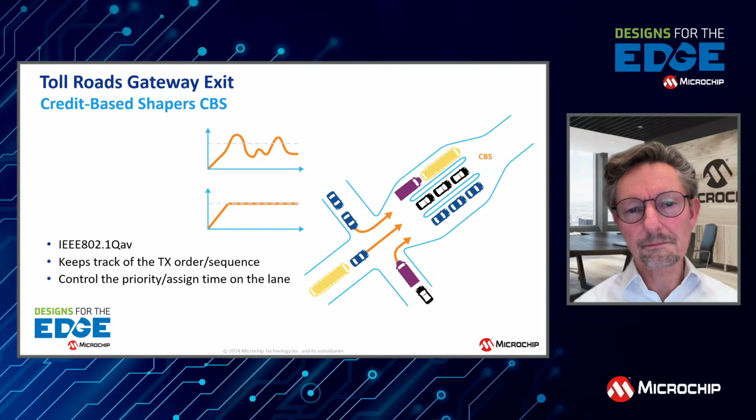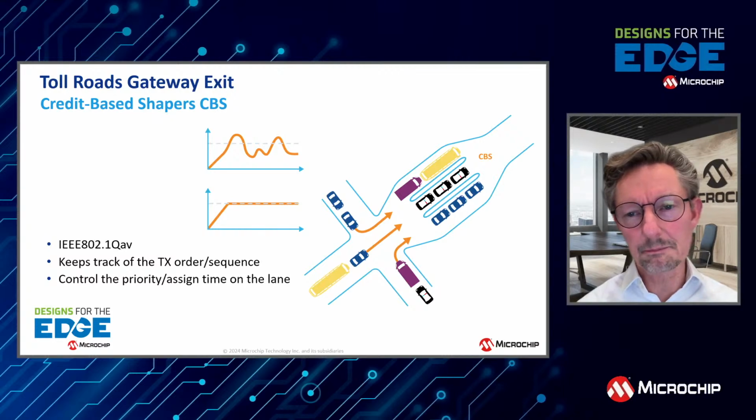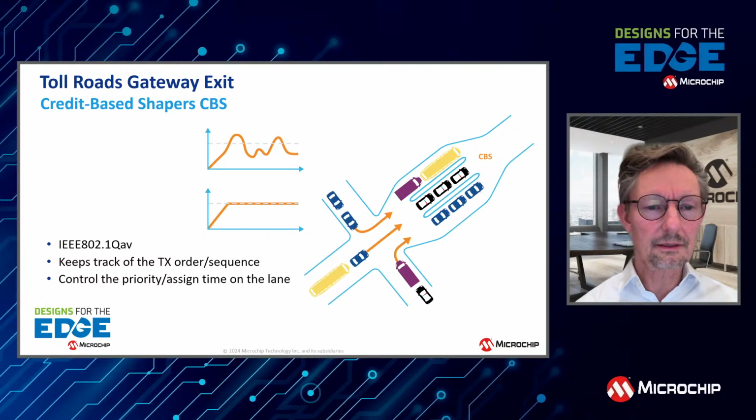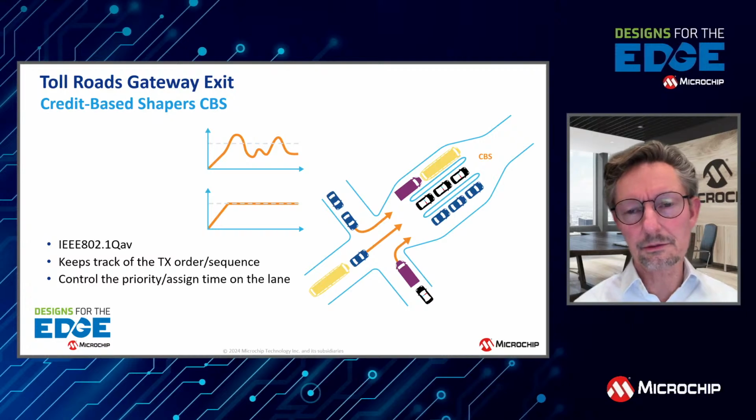So the next slide. This is the 12-road gate exit. We also need to get out of this. We need a feature that allows us to get this out again to the line. This is the credit-based shaper, also called the CBS. It keeps track of the transmit order, the sequence. It's a liquid bucket principle we're using for this, and this basically controls all the streams, prioritizes them and assigns them to the right lane, and also assigns the bandwidth or the time slot, how much bandwidth we need for this particular stream.